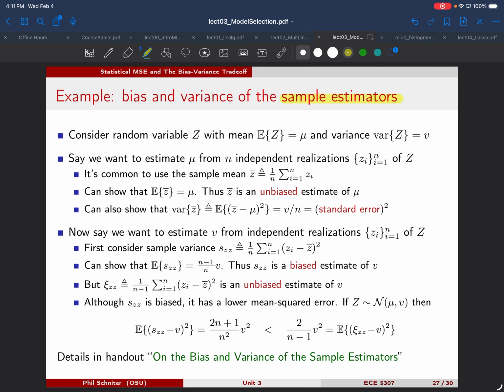So here's the setup. There's some random variable, capital Z, and this random variable happens to have a mean of mu and a variance of V. But we don't actually know that. Let's say that what we observe are n realizations of this random variable, so numbers z_i, where i goes from 1 to n. And from these, our goal is to estimate mu and V. So this is a common thing.